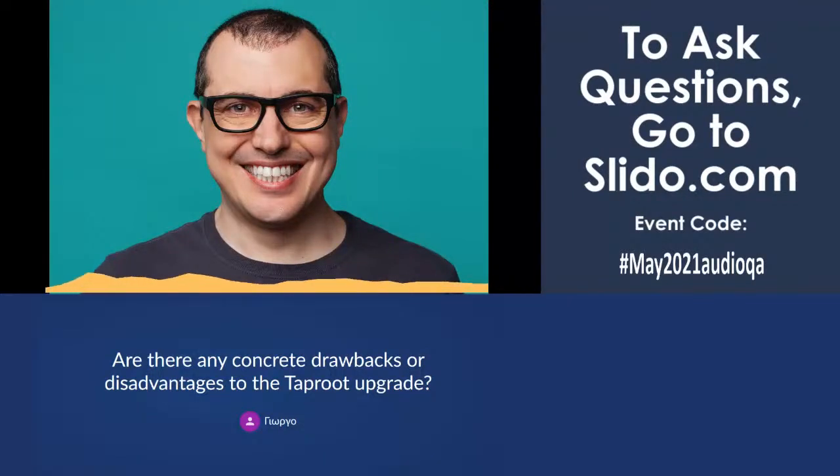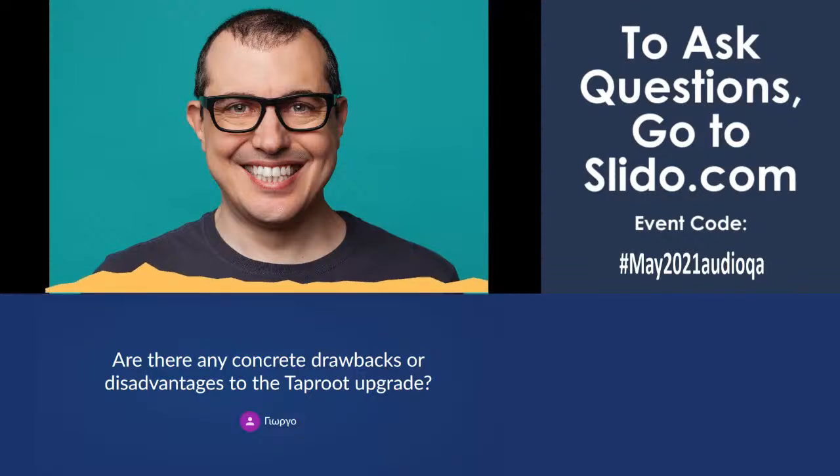Okay, the next question comes from Yorgo, which is George in Greek. Are there any concrete drawbacks or disadvantages to the Taproot upgrade? No, Yorgo, there are no concrete drawbacks or disadvantages. The Taproot upgrade is made entirely of steel. There's no concrete in it at all. It's a steel structure. No, I'm just kidding.